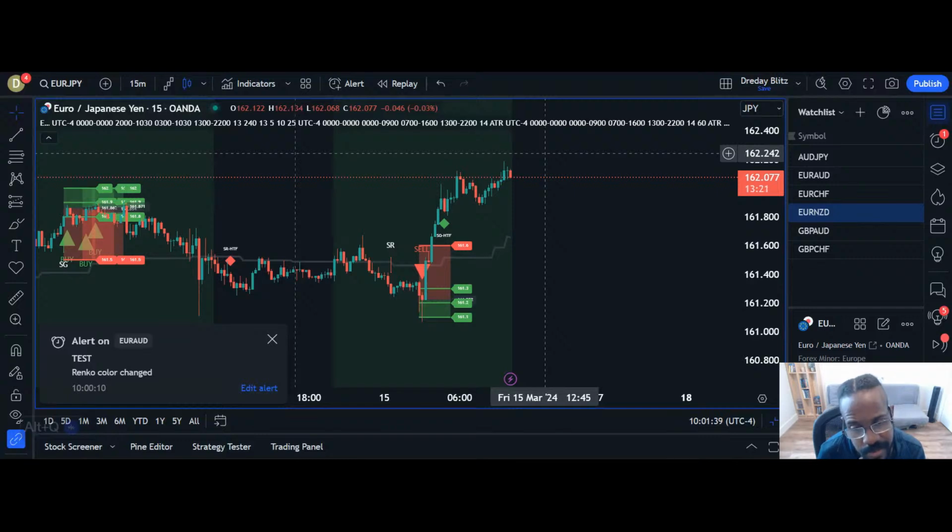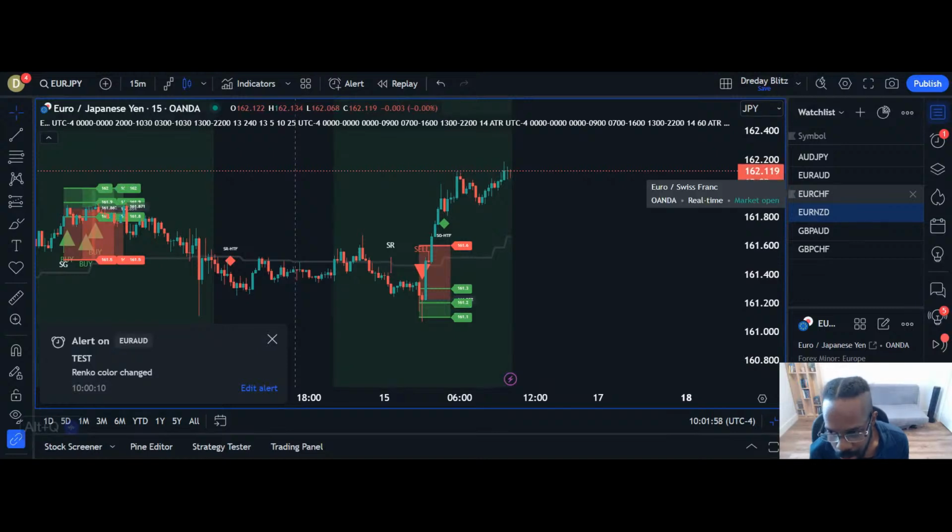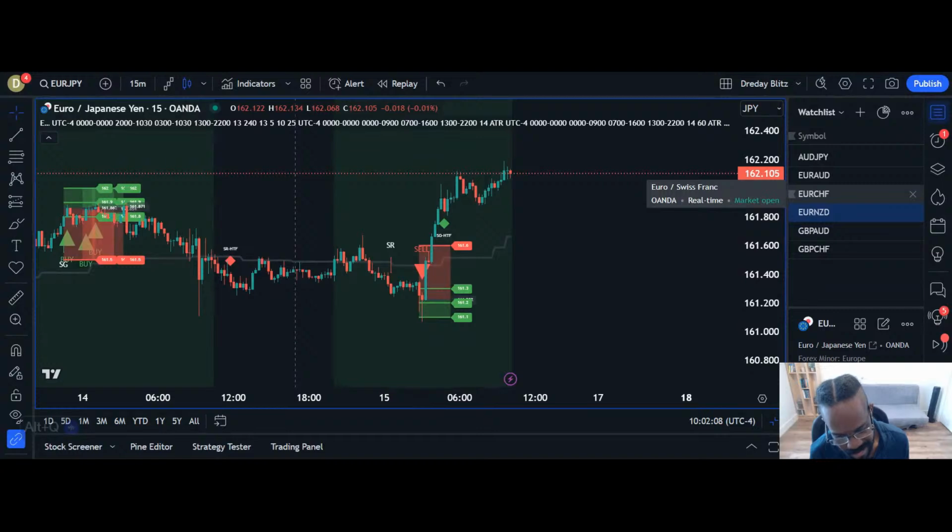So write down those four pairs. Put them in your watch list right here, like this. Put them in your watch list. From now on, you only focus on those four pairs. I don't want to see you trading any other pairs than those four.